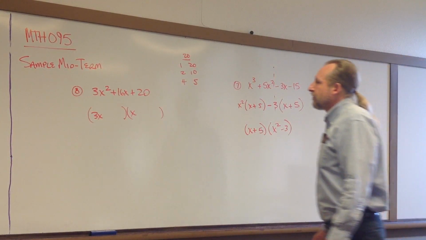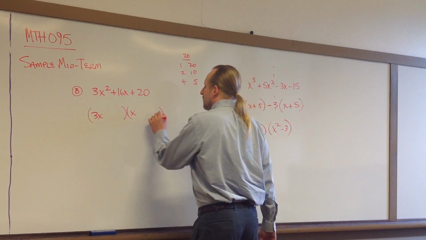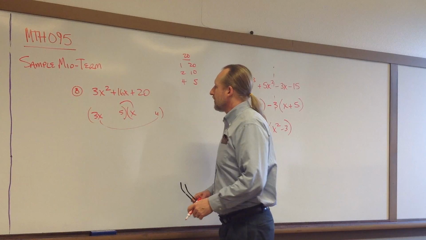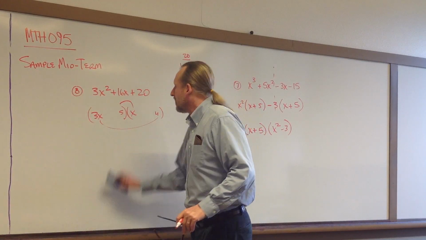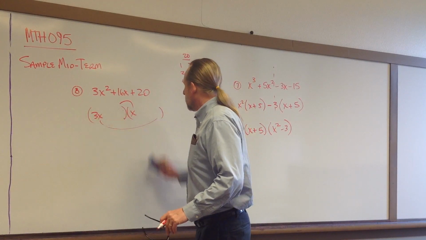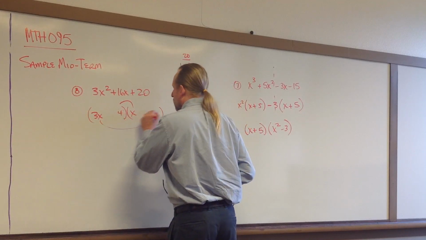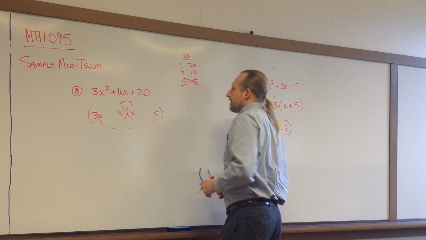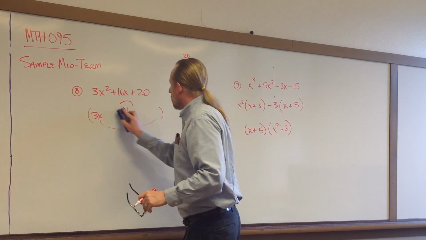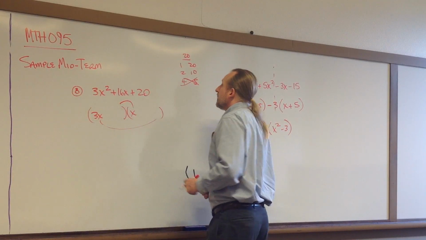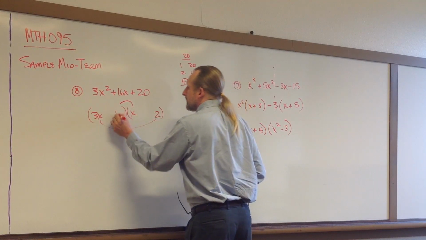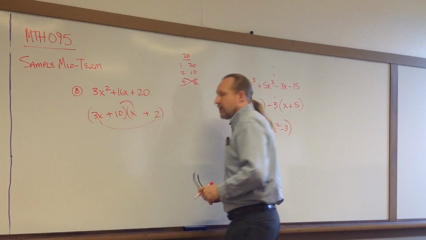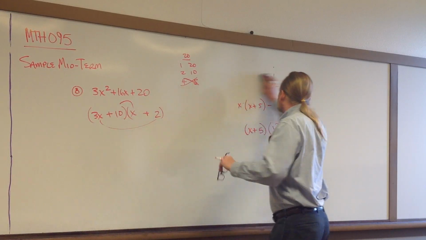I'll try the 4 and the 5 first. If I put 4 here and 5 here, that's 12 and 5 is 17. What if I switch them up? 4 and 5, 15 and 4 is 19. No good. The 2 and the 10: I put the 2 here and the 10 here, then 10 and 6 makes 16, plus and plus, and there we go.